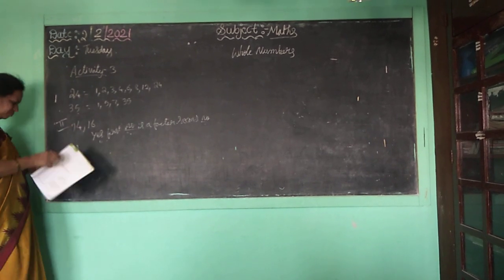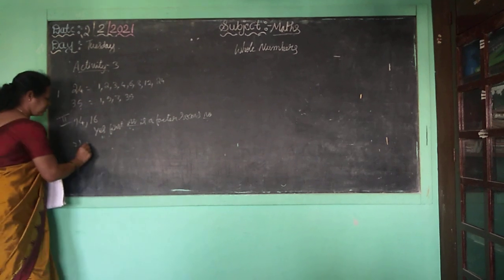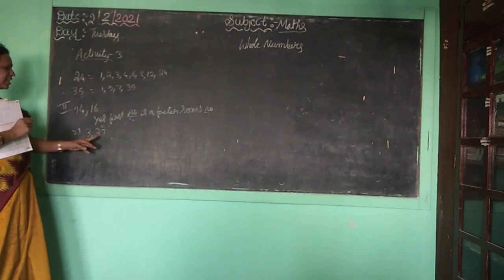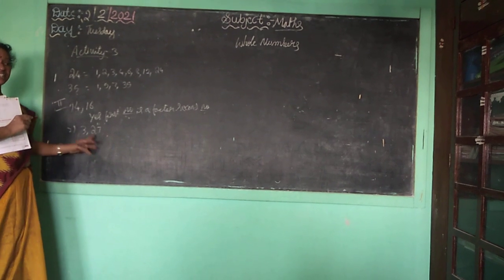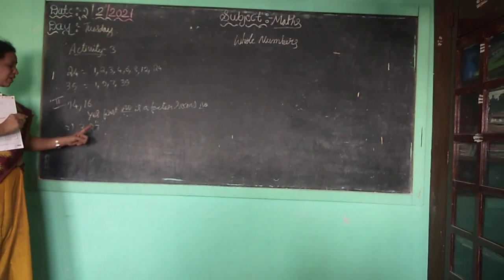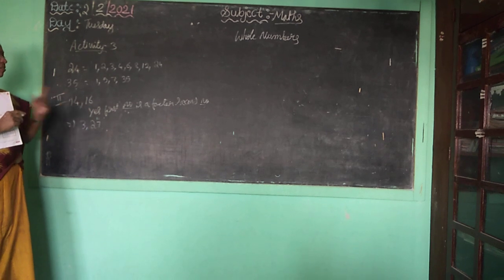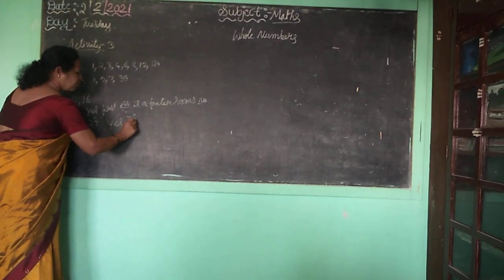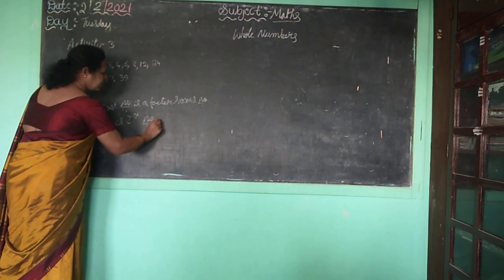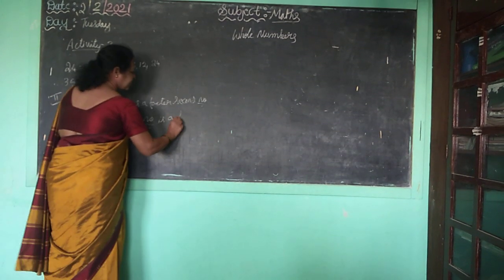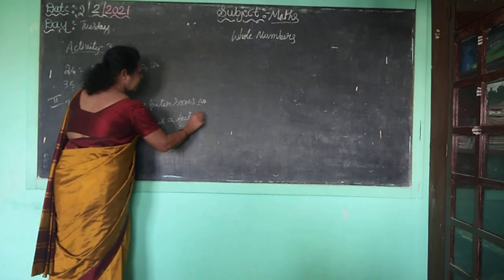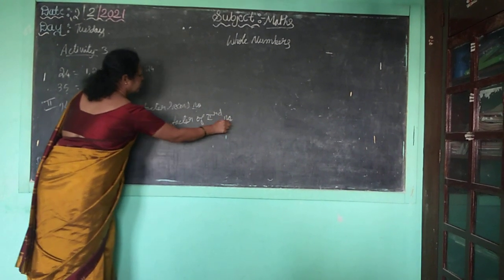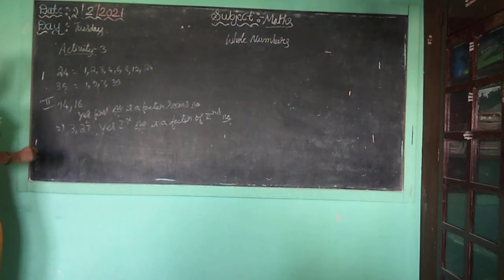Second one, children, 3 and 27. So you know that first number is 3, second number is 27. So 3 9s are 27. So 3 is a factor of 27. Yes, first number is a factor of the second number. Okay, children. Next, third one.